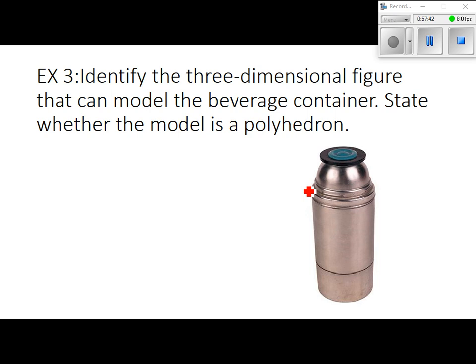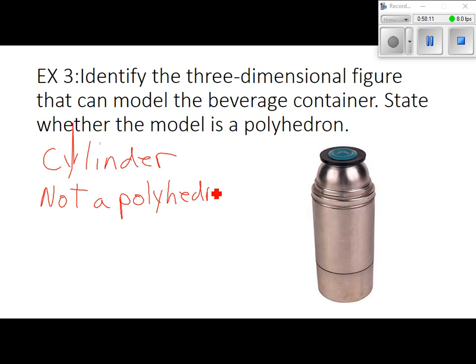Next example in your notes: identify the 3-dimensional figure that can model the beverage container, and state whether the model is a polyhedron or not. If we're looking at this thermos, the 3-dimensional figure that would probably best model that is a cylinder. Ignore that part going up through there. Is this a polyhedron? Not a polyhedron, because it's got rounded parts. Remember, polyhedrons have to have just polygons.